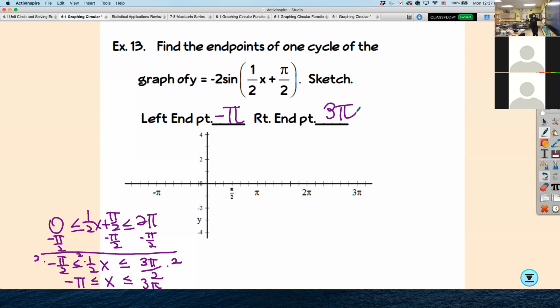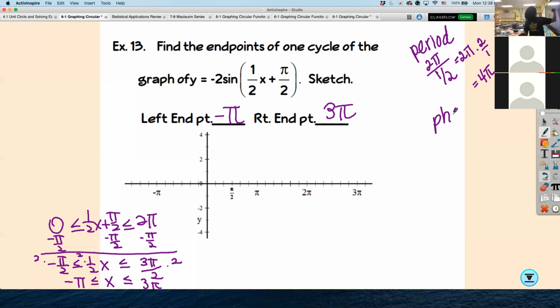How does that happen? Well, there's a few things happening to the x's. Let's start with my period first. What's the formula to find my period? 2 pi over b, determine absolute value. And b is what in this problem? 1/2. What's 2 pi divided by 1/2? 4 pi. So it's been stretched. That's why it spans a whole 4 pi radians from negative pi to 3 pi. But not only that, it's been shifted as well.